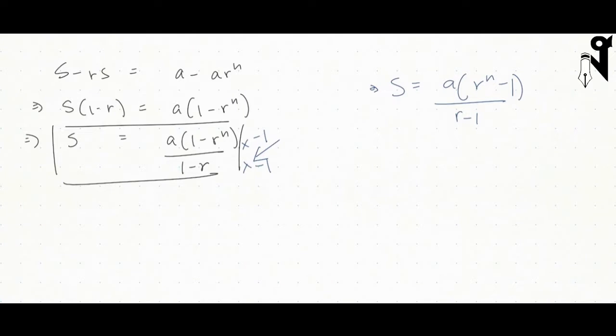This is easily explained. If I take a factor like x minus y and multiply minus 1 with this, you have minus x plus minus 1 into minus y, that is minus x plus y, that is y minus x.